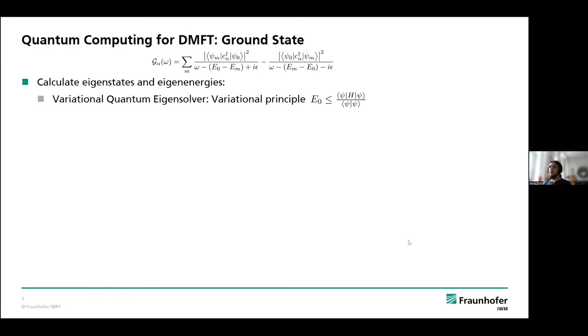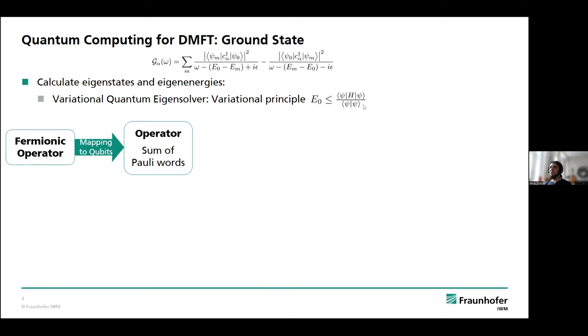Now, for the ground state, we want to perform the variational principle; a computer can simulate the quantum system exactly. First, we have the Hamiltonian given as a fermionic operator, or better, a sum of fermionic creation and annihilation operators. Qubits are two-level systems, basically quantum two-level systems, where we can have all the states in between. So we have to map the fermionic states, the orbitals, to the qubits.